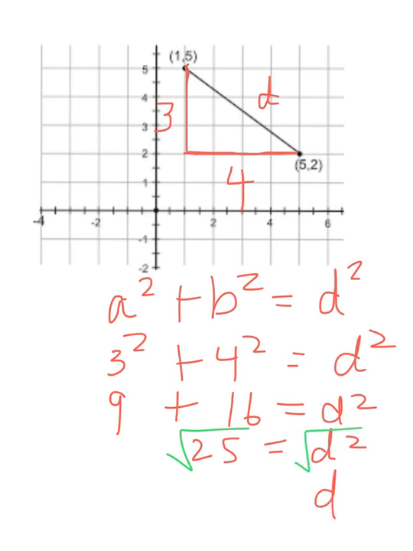And we get d equals plus or minus 5. But we only want to use the positive answer since we're working with distance. So the distance between those 2 points is 5 units.